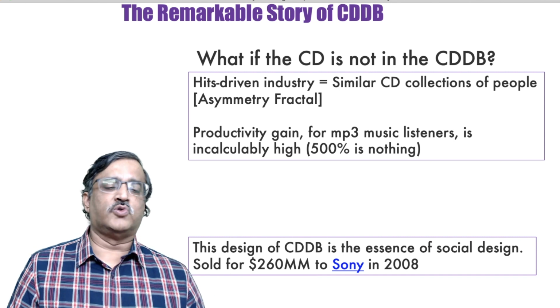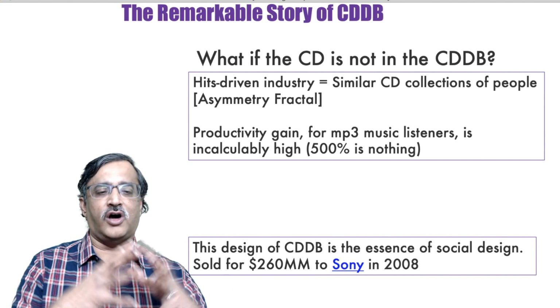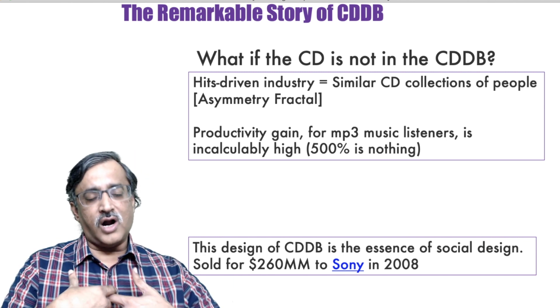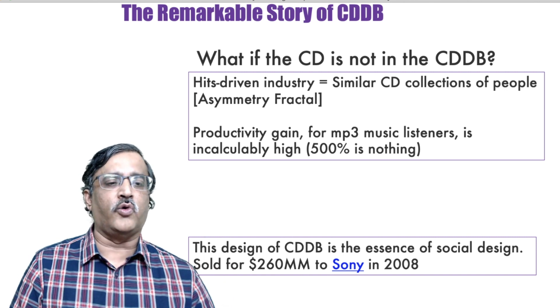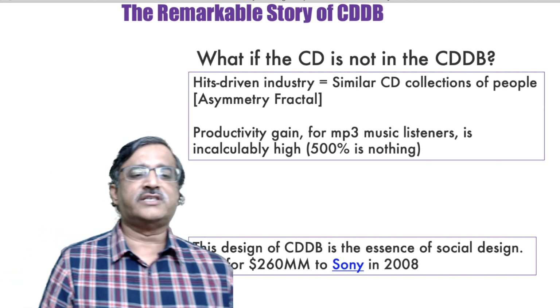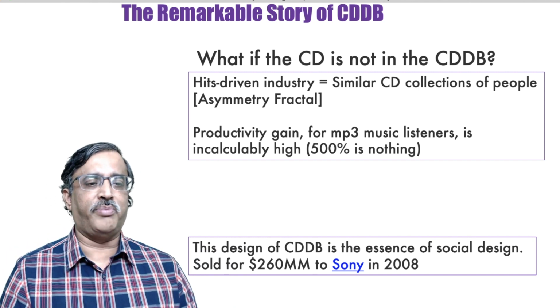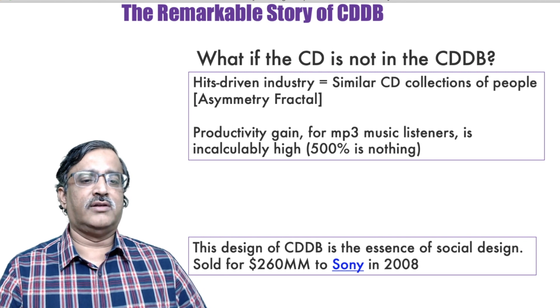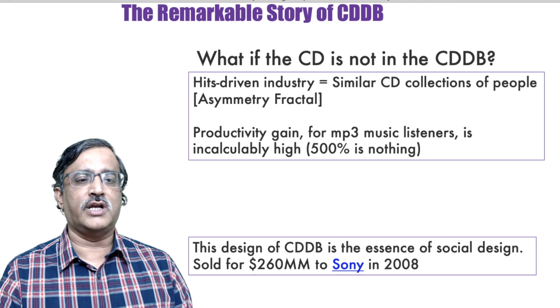Now, why is it $260 million? Because they also had extremely valuable data of all the CDs, how many times they were ripped across all types of music and audio, even those that were not produced by Sony at all. So they had this extremely valuable piece of data, and that's why that amount of money was paid. So this is the power of doing social design and not succumbing to the asocial antifractal.